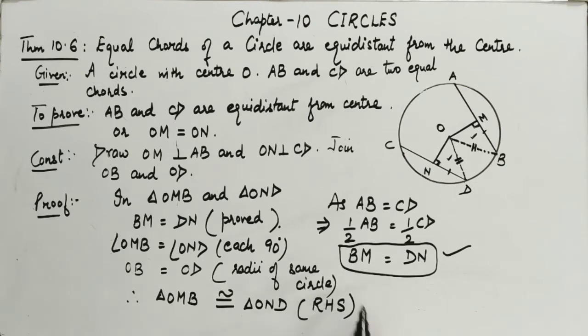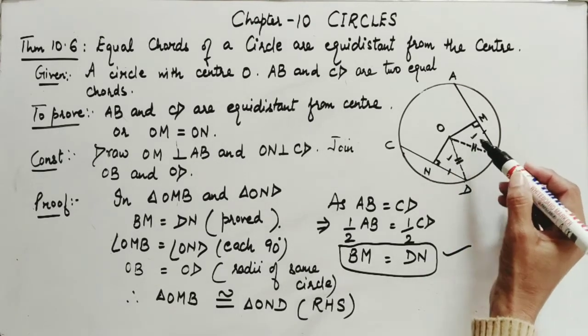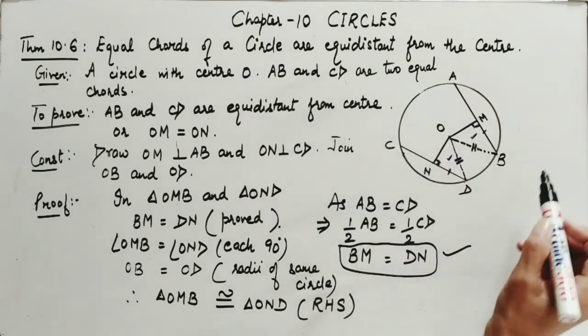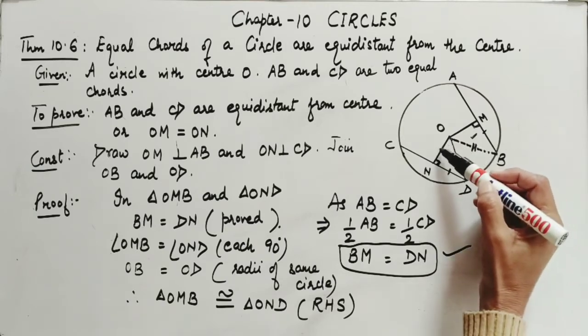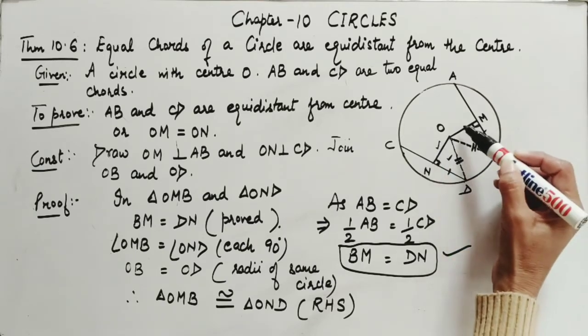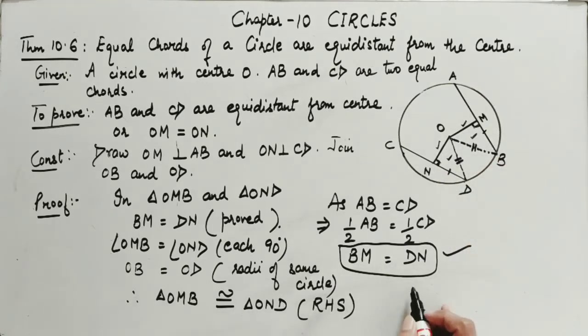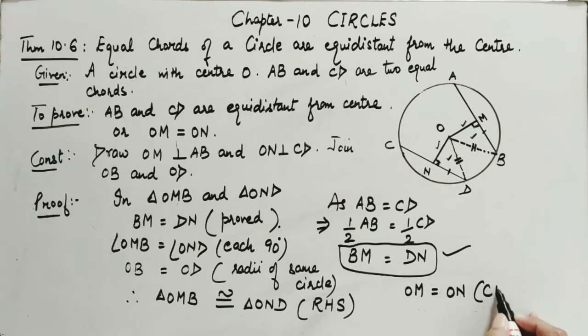So if the RHS rule has proved these two triangles congruent, what can you say about the remaining parts? Remaining parts means the sides, the angles. We are looking for these sides. Are ON and OM equal? Of course, because if triangles are congruent, we can undoubtedly say OM will be equal to ON. This is by CPCT, corresponding parts of congruent triangles. I'm sure this must be clear. It's one of the important results, and will be used in many questions.